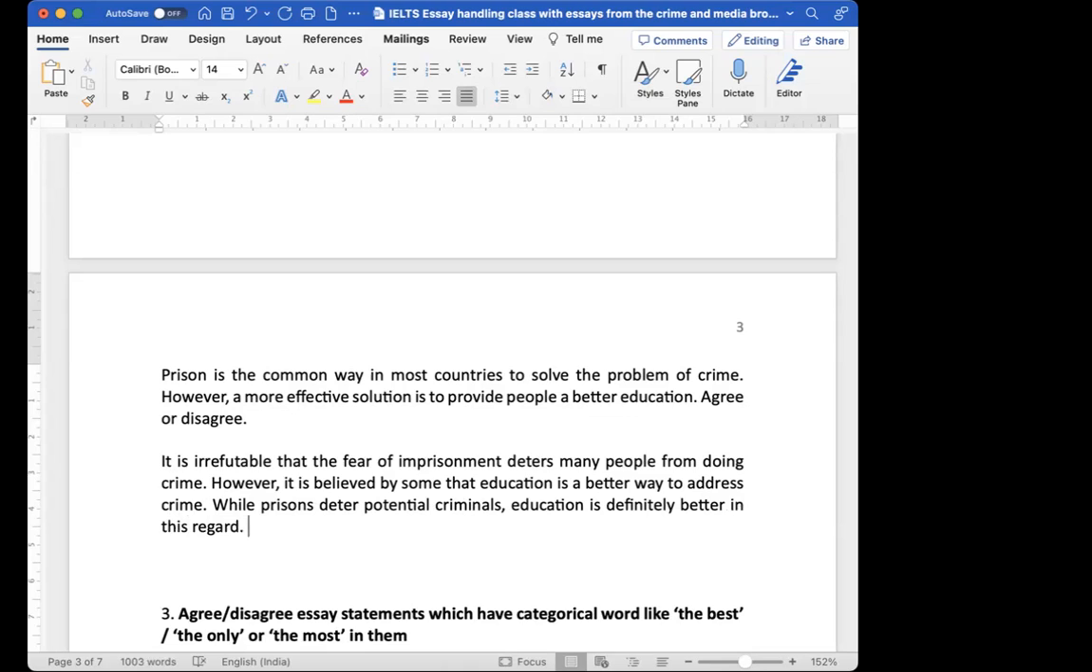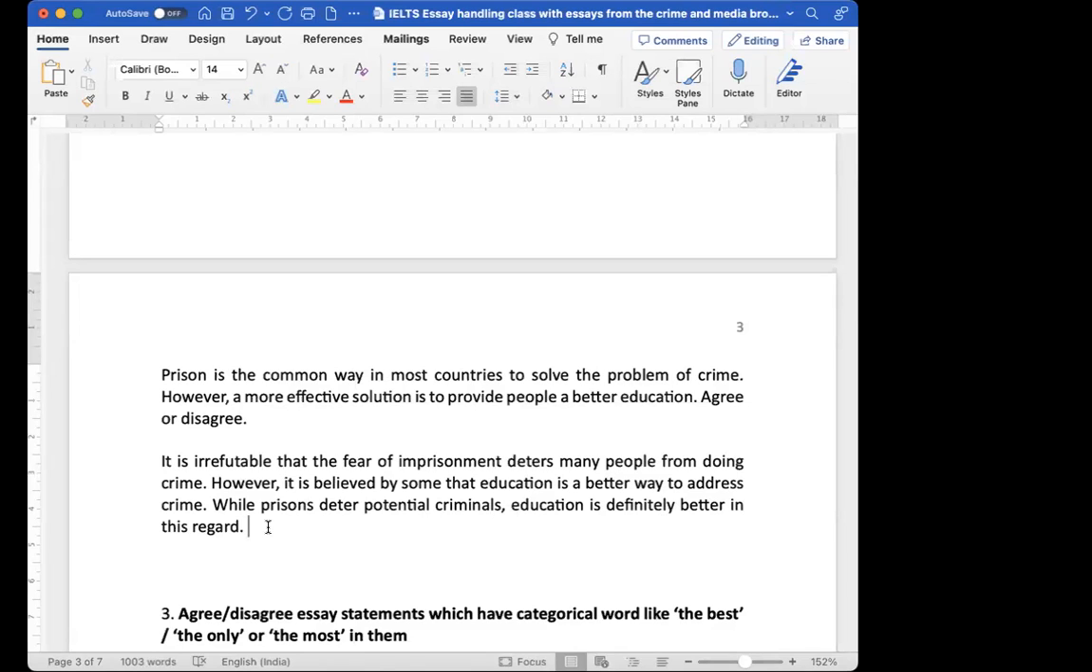अब पढ़ो आप ऐसे इंट्रोडक्शन पढ़ो. It is irrefutable that the fear of imprisonment deters many people from doing crime. However, it is believed by some that education is a better way to address crime. While prisons deter potential criminals, education is definitely better in this regard. Because education से वो सोचेंगे ही नहीं crime का. मतलब डर के मारे नहीं पीछे हटेंगे क्राइम से. उनको पता होगा कि खराब चीज है. समझ गए? Why education is better? प्रिजन का तो डर है इसलिए पीछे हटते हैं. एजुकेशन से उनको अकल आ जाती है कि क्राइम बुरी चीज है, हमें नहीं करना है. राइट?